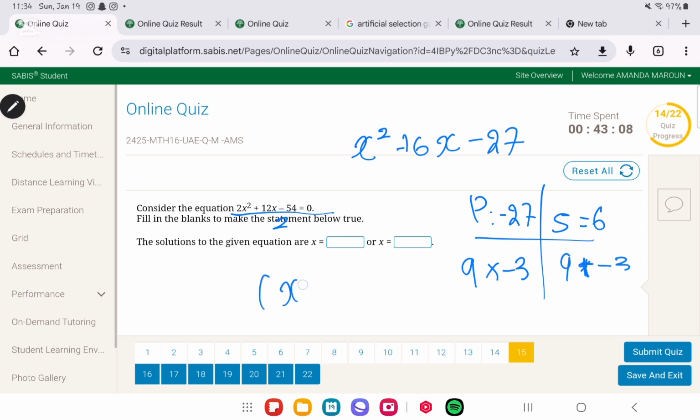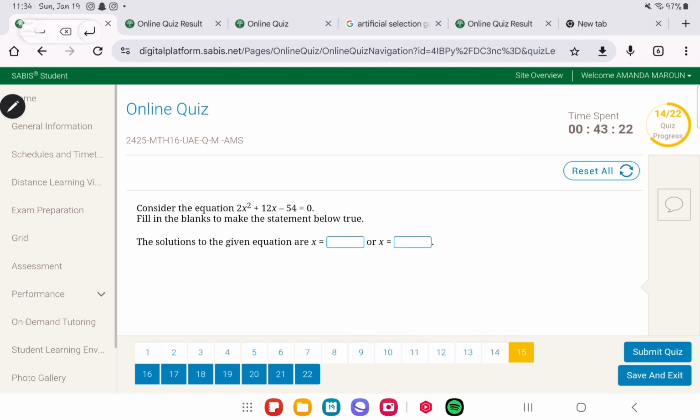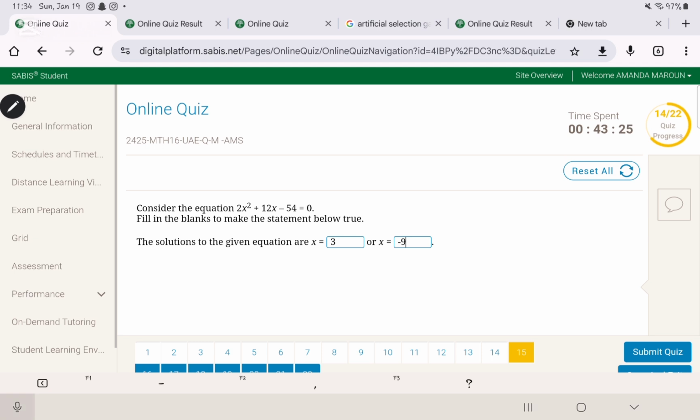So that means x plus 9 and x minus 3. Okay? You make this equal to 0, make this equal to 0. So x is equal to minus 9 and x is equal to 3. So the roots are going to be 3 and minus 9.